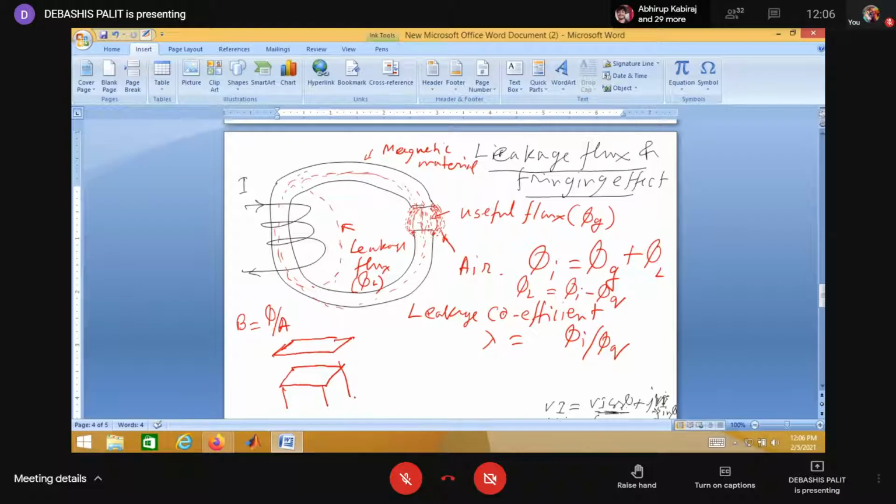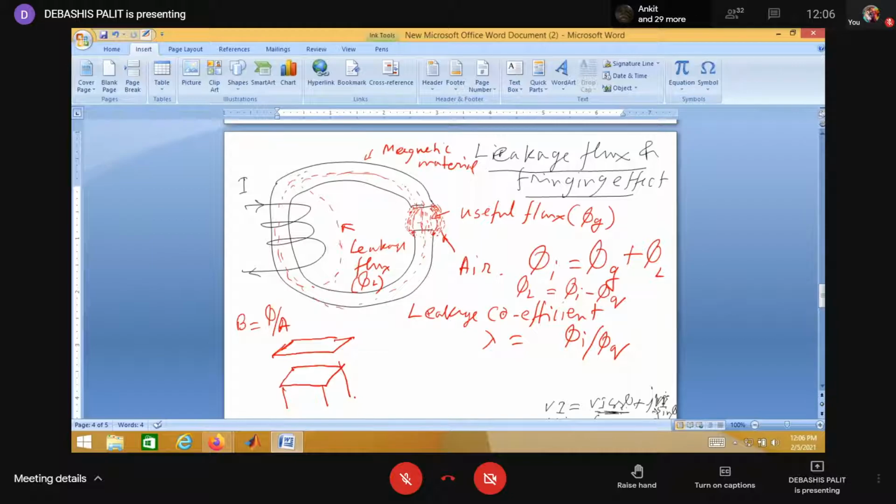Sir, these are also counted as useful flux. That is a flux created due to fringing. So this is termed as useful flux. It is slightly deflecting, but it flows through the magnetic path. This is your magnetic path. But this flux is not flowing through the magnetic path. This is your leakage flux.